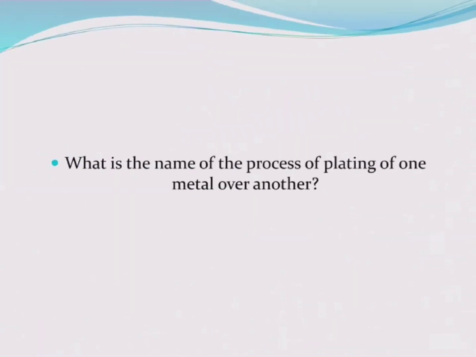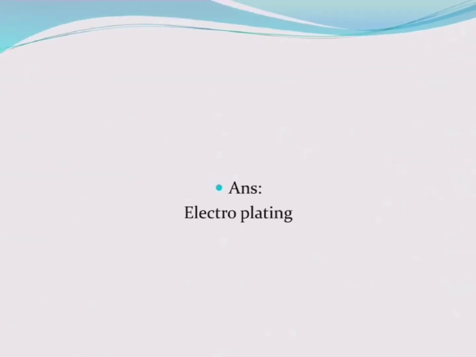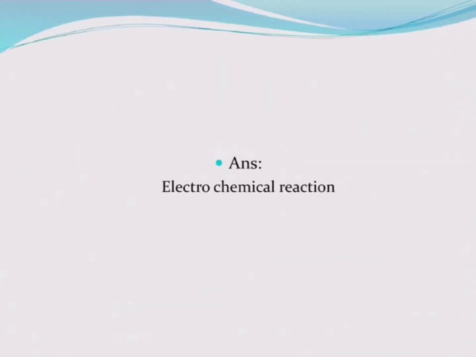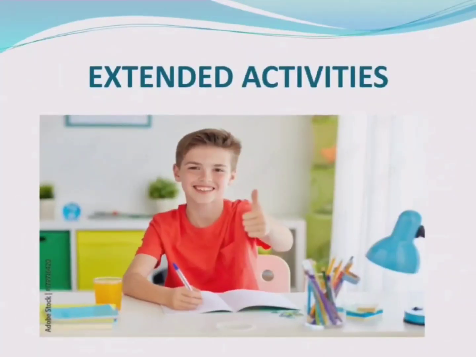The next question is, what is the name of the process of plating of one metal over another? We know the process is electroplating. Next question is, electrochemical cell is an example of which type of chemical reaction? Here the question itself has the answer, so the answer is electrochemical reaction. So that's all about the chemical reactions.